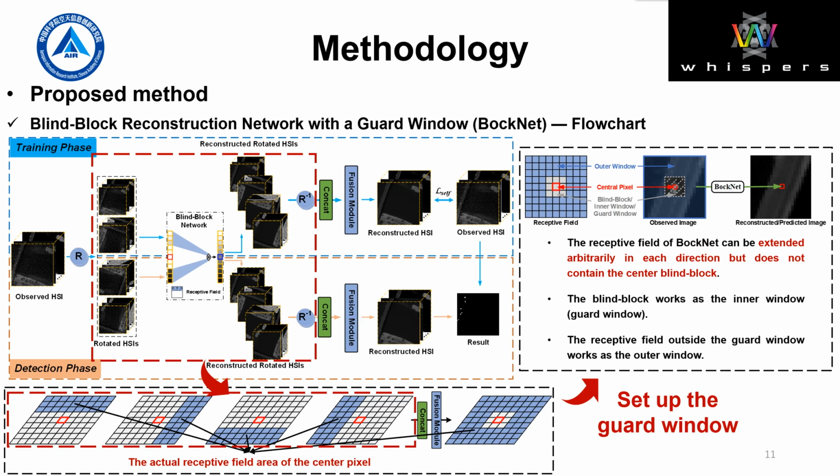Our BockNet only uses the outer window information to reconstruct the center pixel. If the center is anomalous, then there is a high probability that the target is located within the guard window, so that the network is hard to predict the anomalous target, which will lead to an increase in the reconstruction error of the anomaly. The detailed process can be found in our paper.